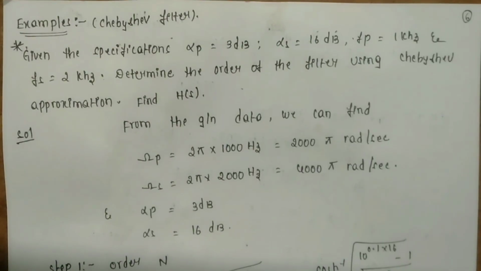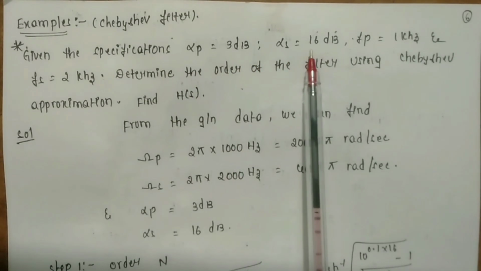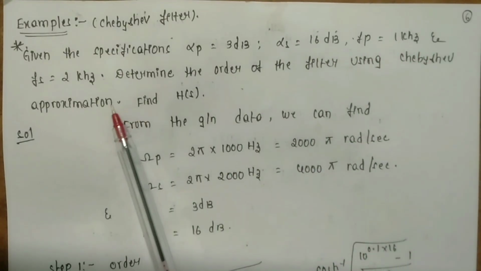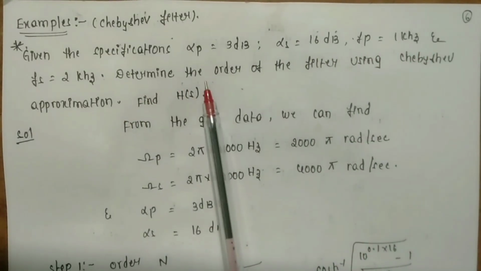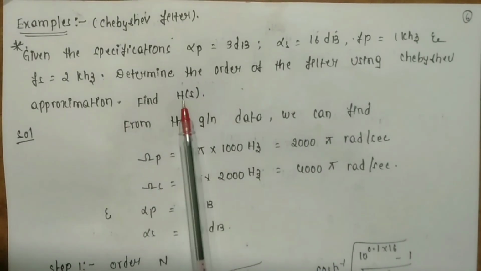After learning the required formulas and the designing steps, now it is time to practice this problem based upon the given specifications. Now read the problem here. The specifications have been given as alpha p is equal to 3 dB, alpha s is equal to 16 dB, and fp is equal to 1 kilohertz and fs is equal to 2 kilohertz. Determine the order of the filter using Chebyshev filter approximation and find H of s.